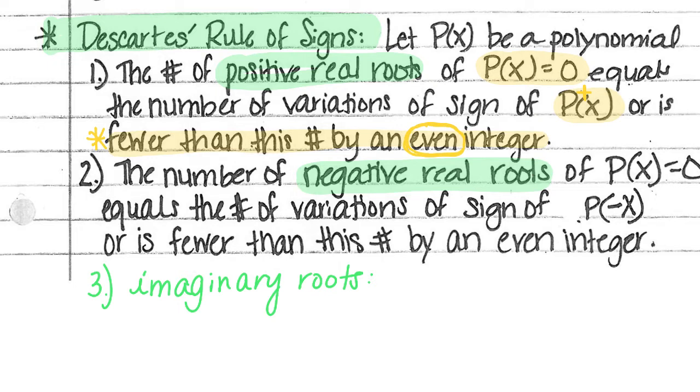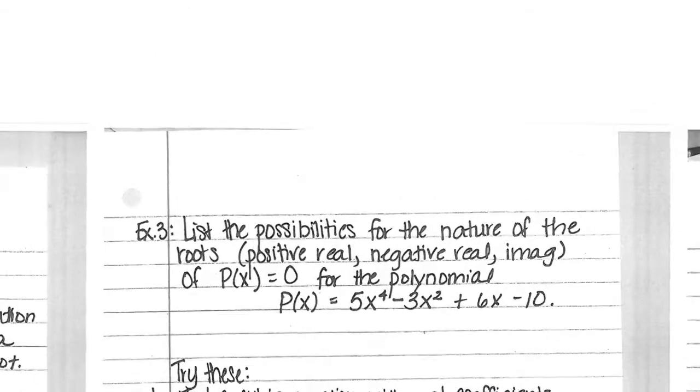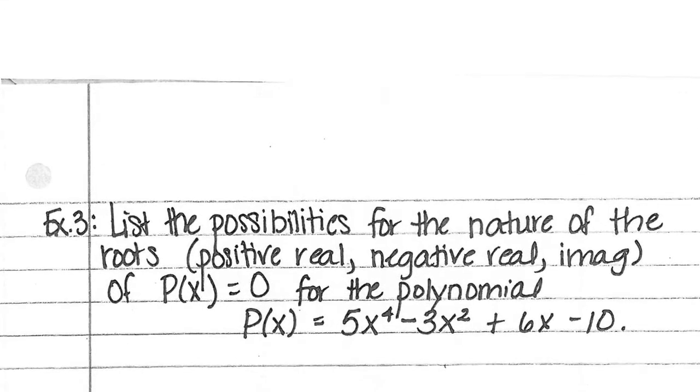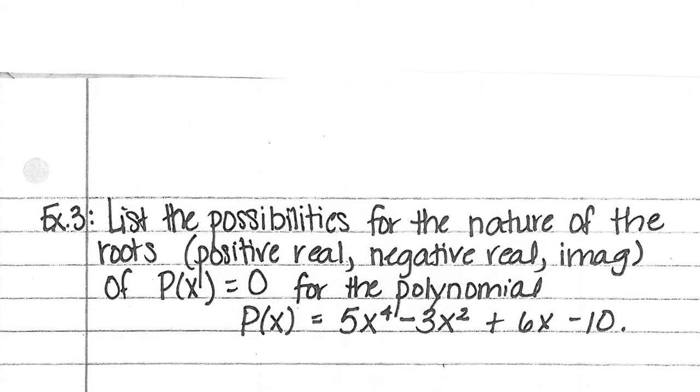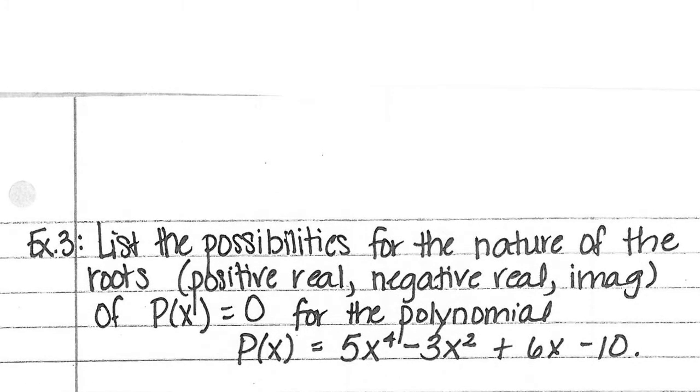And then to go ahead and find the number of negative, we're going to put a negative x in. And then we're going to find the imaginary roots by subtracting these. So let's put this into play before we deal with this definition that looks like a lot. So here it says, list the possibilities for the nature of the roots. We need to know the positive roots, the real roots, the negative roots, and the imaginary roots. So I'm going to write this up here.